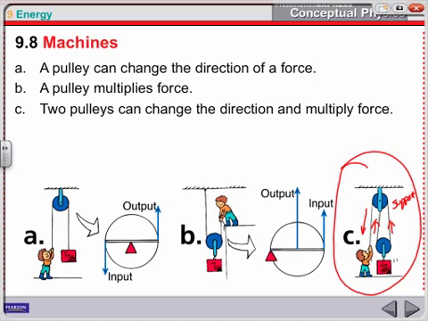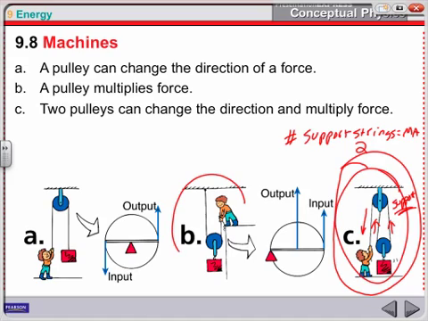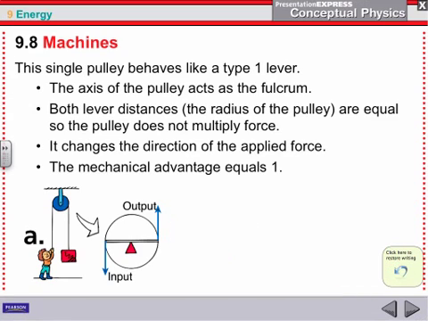So I'm getting more support. The number of supporting strings is also equal to the mechanical advantage. So in this case, that mechanical advantage is going to be 2. Notice that this one with 2 pulleys has the same mechanical advantage as this one with 1 pulley. But the advantage is I don't have to be up above the pulley to get this to move. A lot of times with pulleys, it's just about ease for how you want to do it, what you're trying to do.